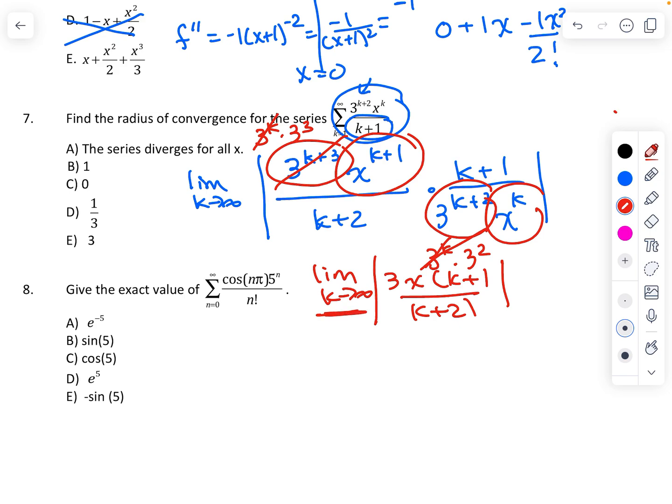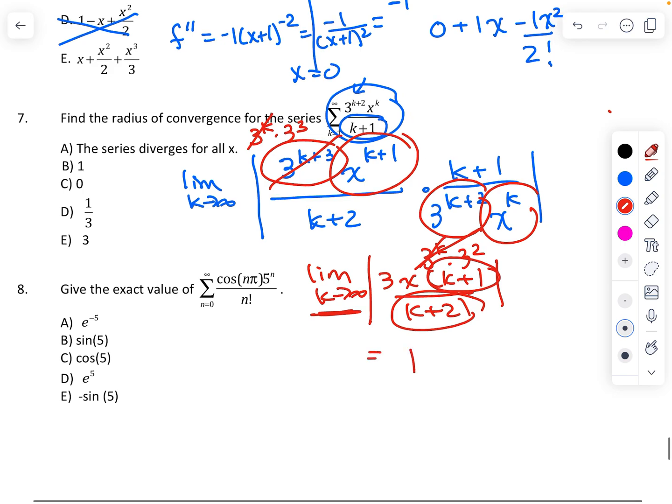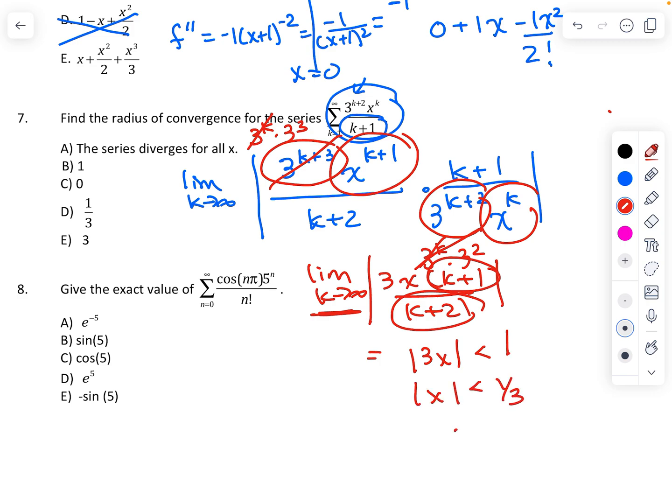Now when you take the limit as k goes to infinity, because the degree on the top and the bottom are the same, that limit is 1. So all you're left with is 3x. Ratio test says it converges if that limit is less than 1. And, right, this is your inequality. Really, you don't have to go all the way to here. This number is your radius of convergence. You are going 1/3 unit to the right and to the left from the center, which is 0.